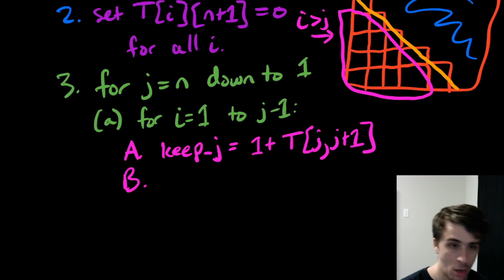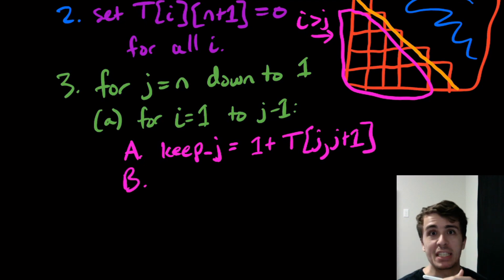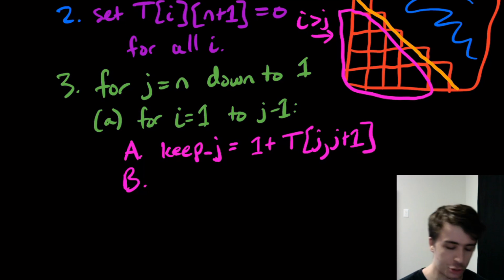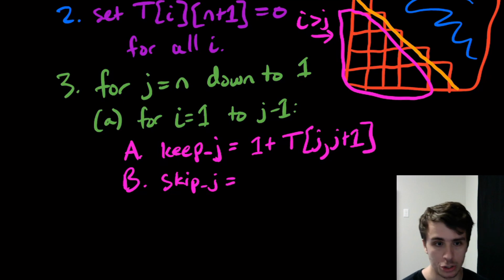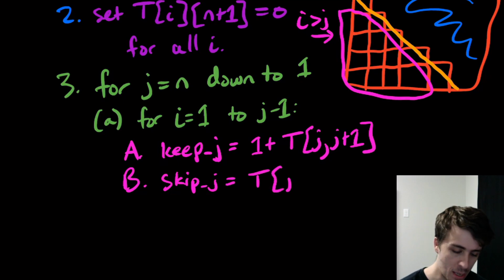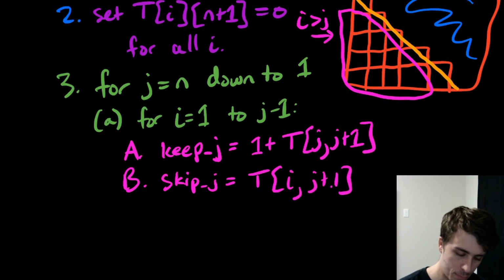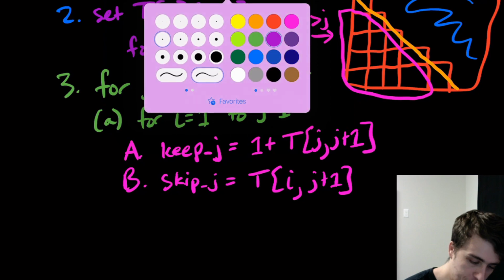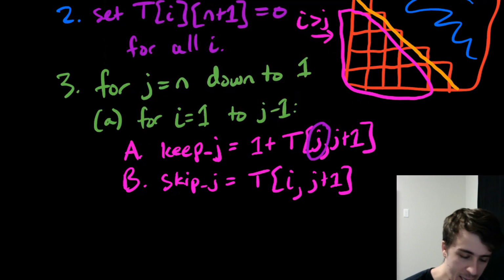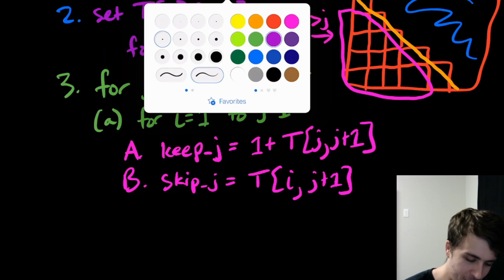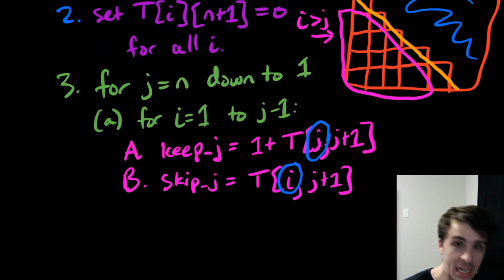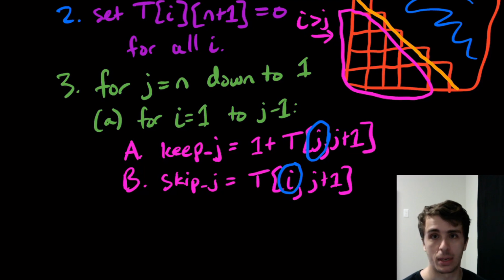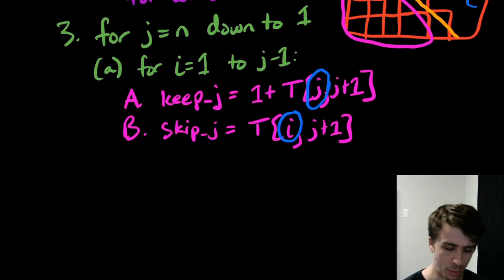Step capital B. The other case is when we skipped the index j. So I'm going to have a variable skip j, which is going to be just the table of i and j plus 1. So just to remember, this is j. Maybe I shouldn't use purple for that. This one is j, and this one is i. They are different variables, okay? Just so that you're aware.